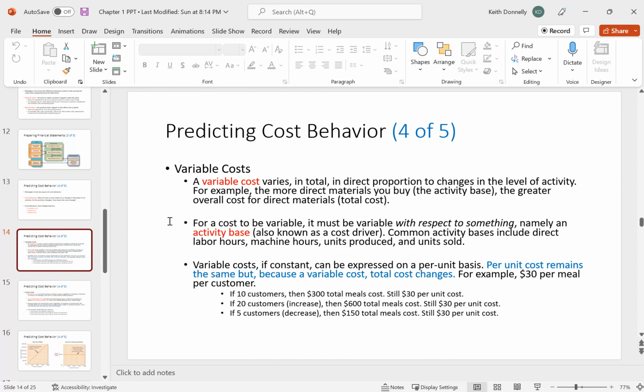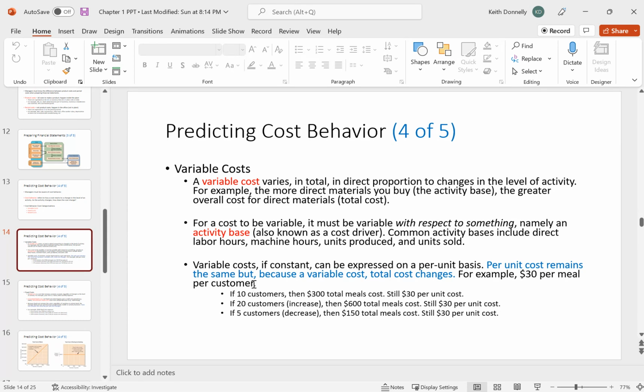Now, for a cost to be variable, it has to be variable with respect to something. In other words, there has to be an activity base or a cost driver. In manufacturing or managerial accounting, common activity bases include things like direct labor hours, machine hours, units produced, or units sold. And variable cost can be expressed on a per unit basis. Per unit cost remains the same, but because it's a variable cost, the total cost is going to change.